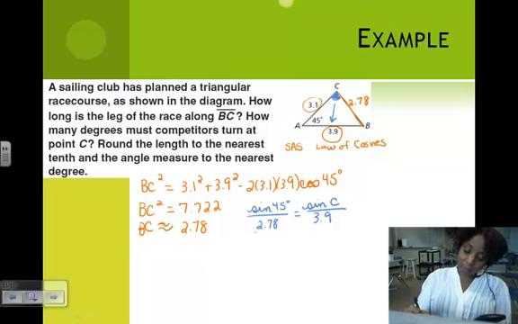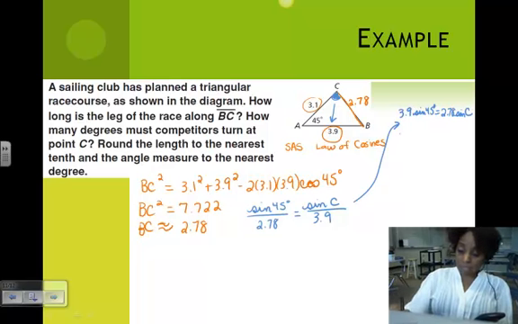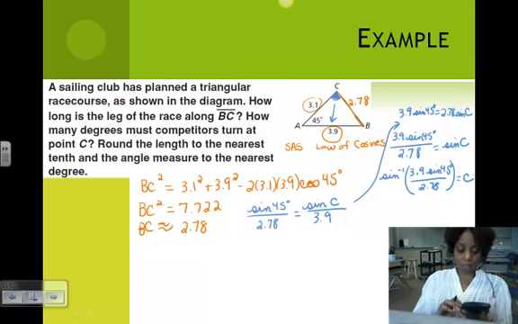Now I'm going to cross multiply. I'm going to do that part right up here. I get 3.9 times the sine of 45 equals 2.78 times the sine of C. Divide both sides by 2.78. 3.9 sine of 45 divided by 2.78 equals the sine of C. And then I'm going to do the inverse sine. So the inverse sine of this whole thing, 3.9 sine of 45 over 2.78, is equal to angle C.